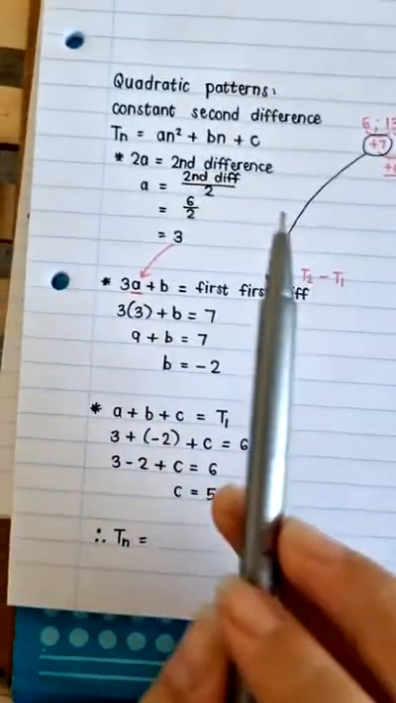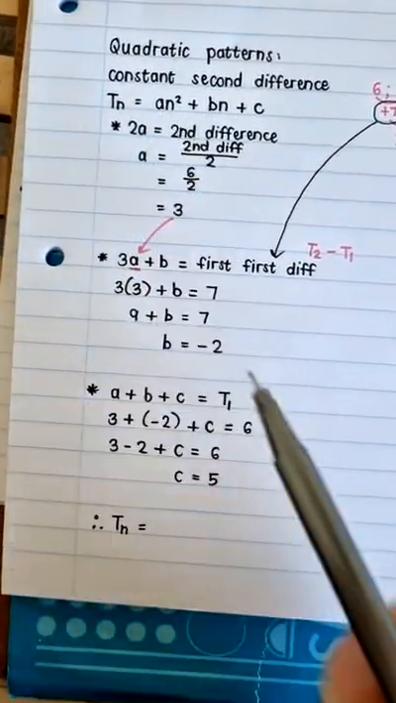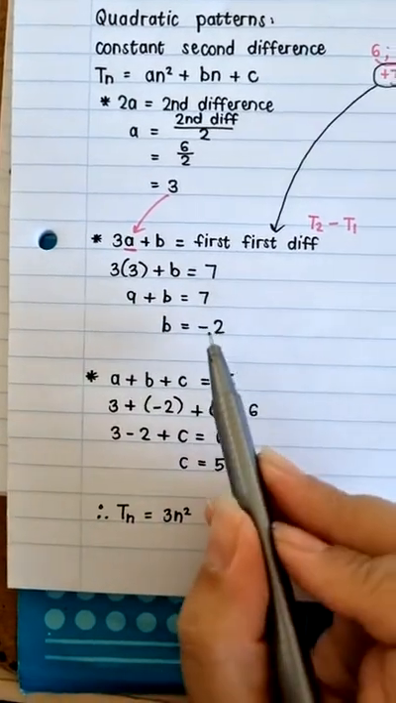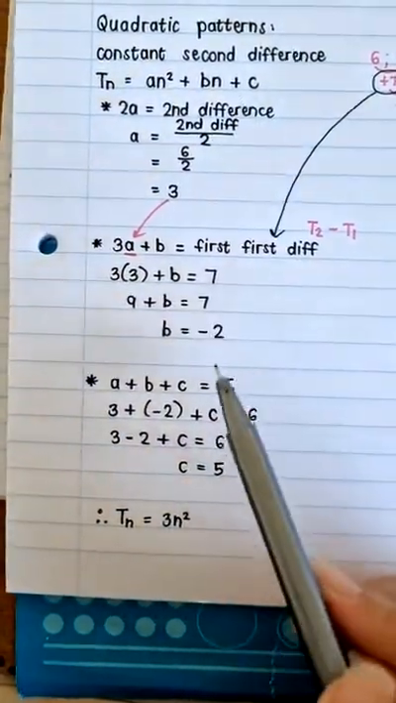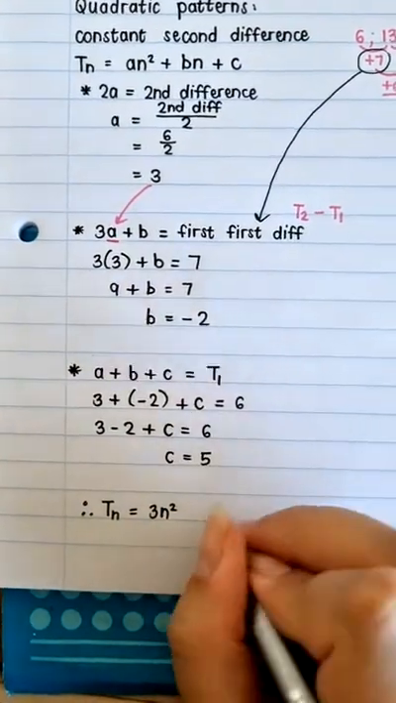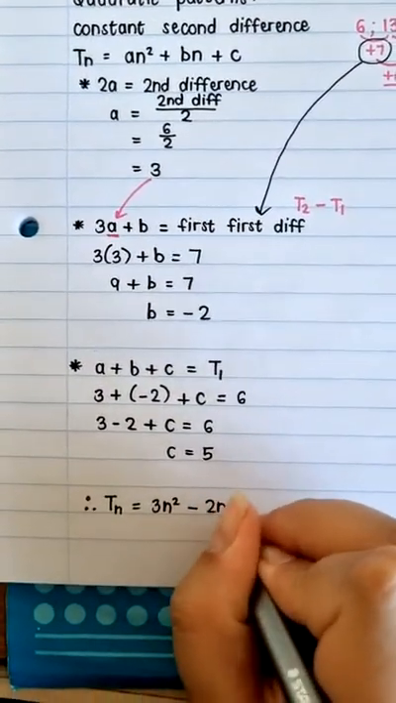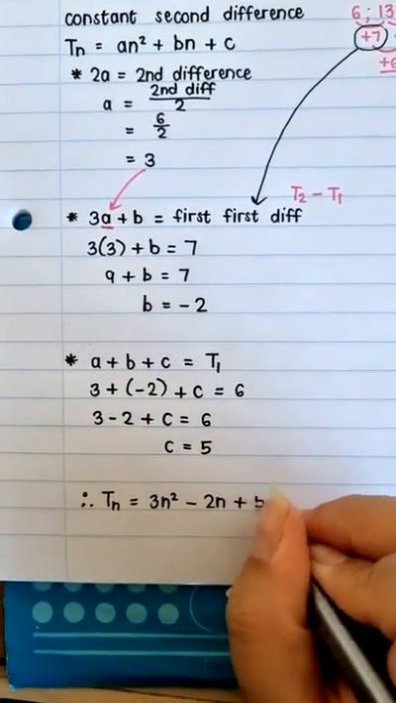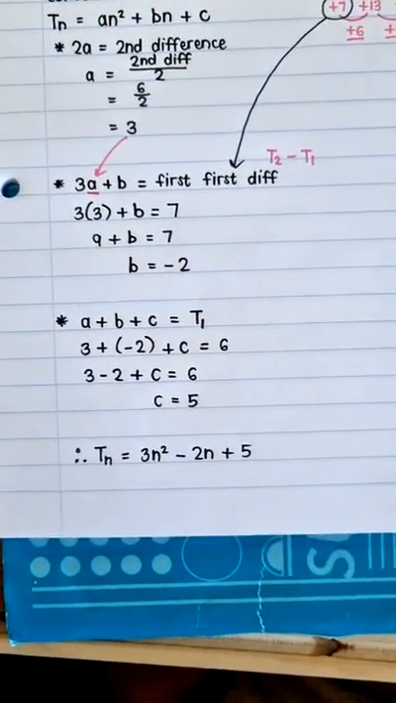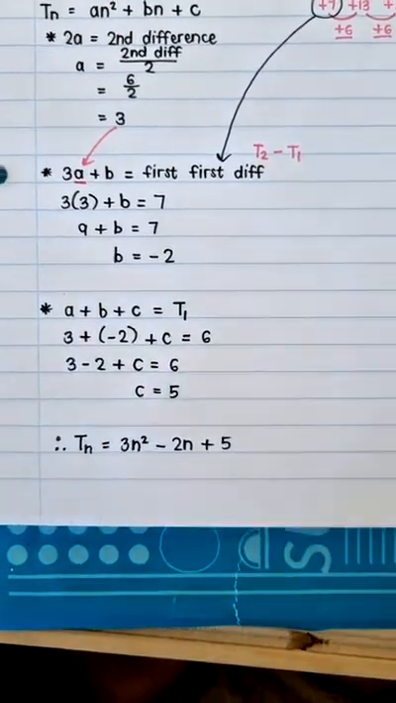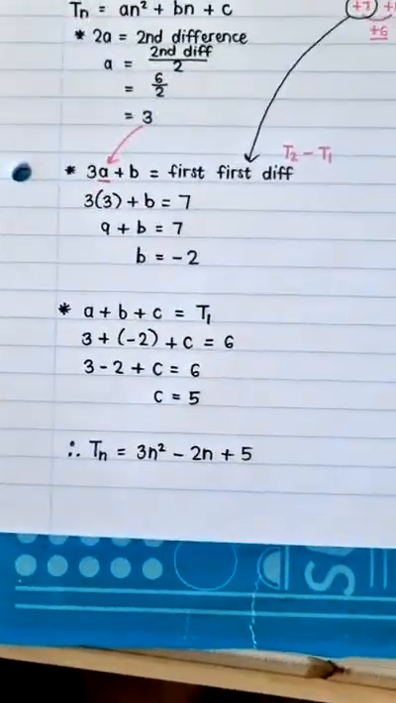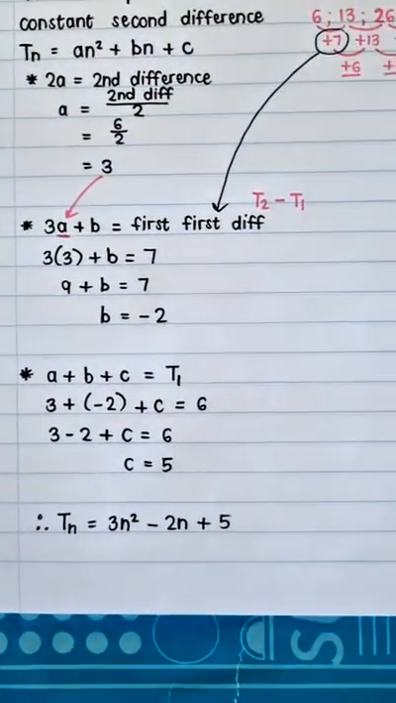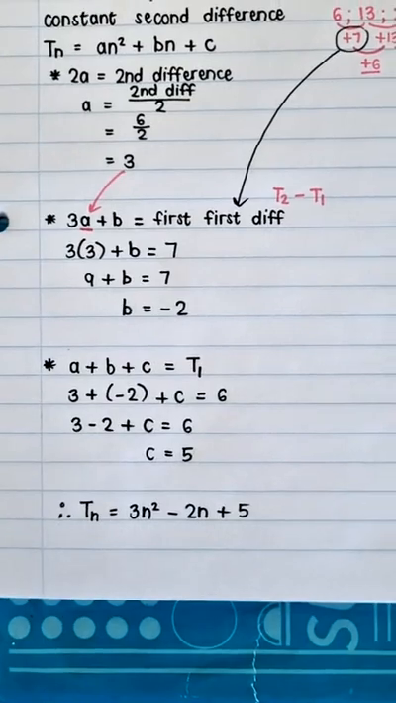Okay, so now we want to put our a value in front of n squared. So we're going to say 3n squared. Then we have our plus bn. Remember, b is negative 2 now, so I'm just going to write it as minus 2n. And then plus c, our c value was 5. There we go. That is the general formula, the nth term, the general term of our quadratic number pattern.